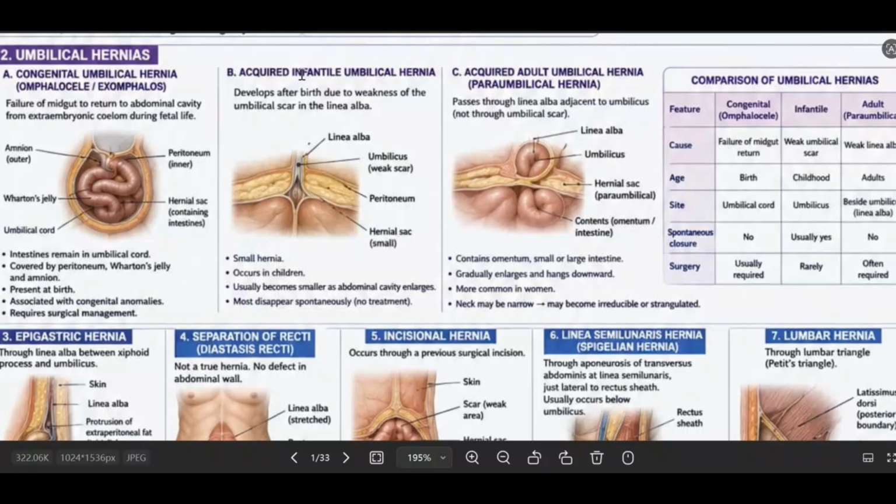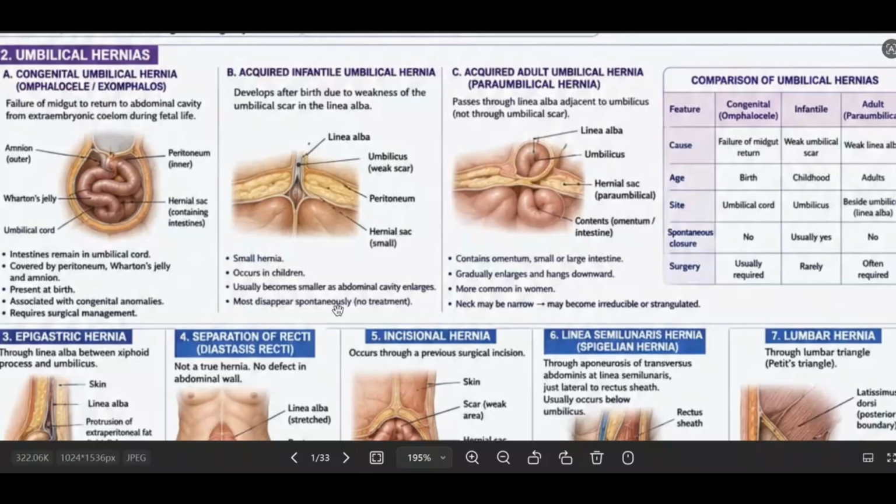Our book states that it is a small hernia and it occurs in children. It usually becomes smaller as the abdominal cavity enlarges and as the scar disappears, and it mostly disappears spontaneously without any treatment, because no treatment is needed here.